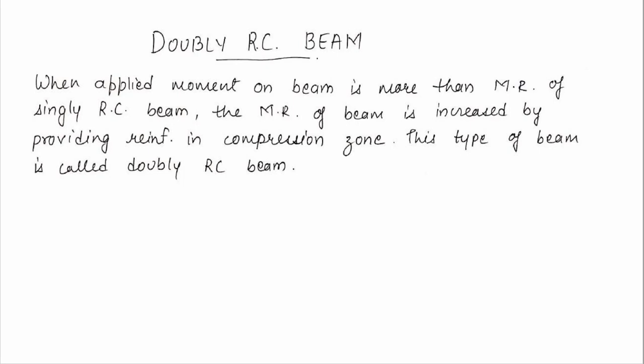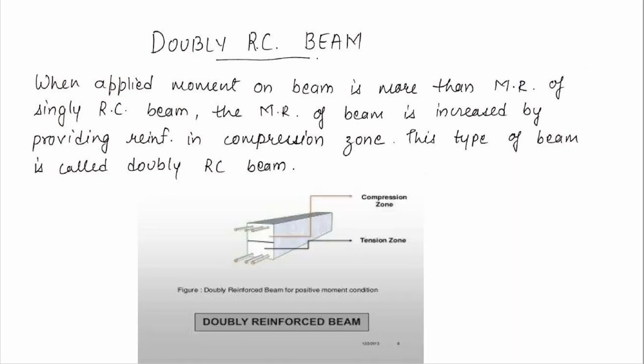Now onwards, as we are dealing with doubly reinforced beams, the term doubly itself suggests that we are dealing with double zones, that is two zones. So we will be providing steel bars in the tension zone as well as the compression zone. This type of beam is called a doubly reinforced beam. This is the figure of the doubly reinforced cross section. Here you can see that steel bars are provided in both the zones, compression zone as well as tension zone. Now why to provide it?